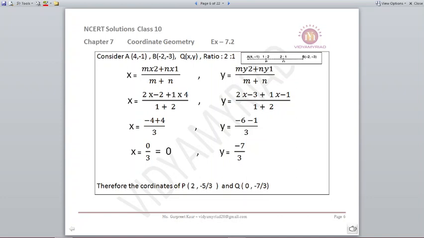So both the coordinates, for P we got 2, minus 5 by 3, and Q coordinate we got 0, minus 7 by 3.